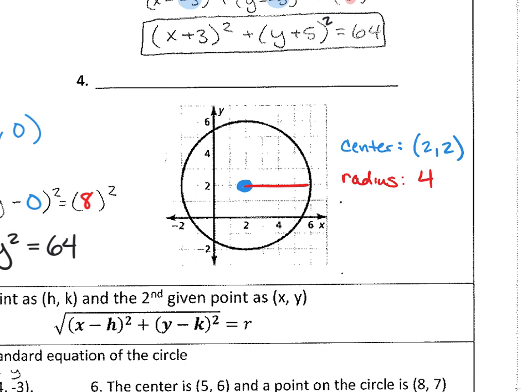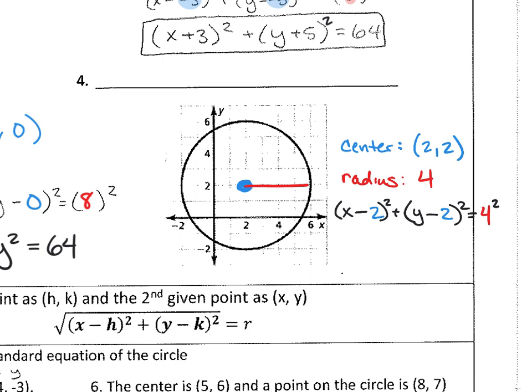We have to fill this into the formula. The formula is x minus what? 2. Close parentheses squared plus y minus 2. Close parentheses squared. All of that equal to what? 4 squared. We have to square all of these terms. So the x parentheses gets squared, the y parentheses gets squared, the radius gets squared.